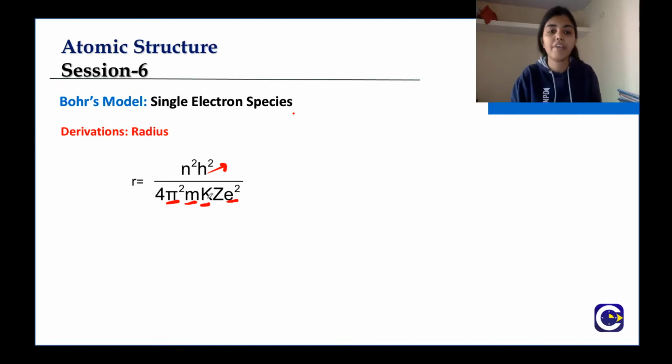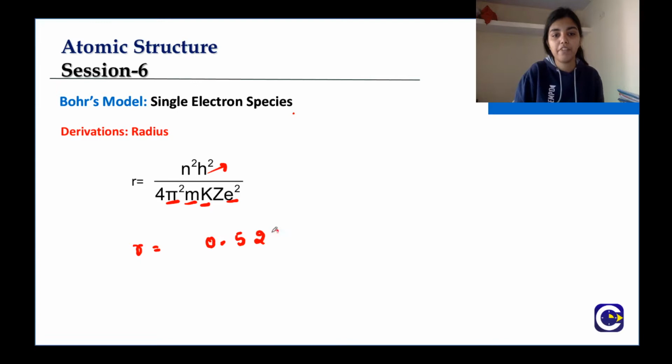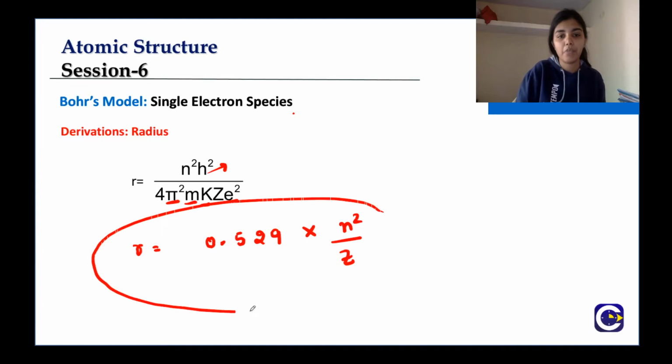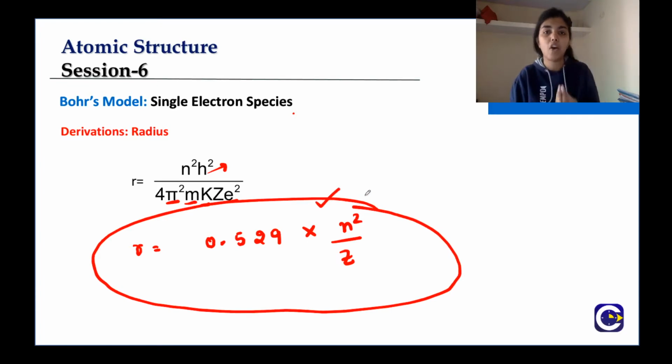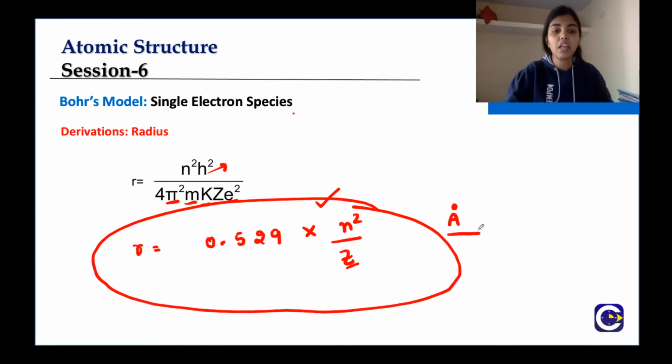So putting all the values, the final formula will be 0.529 into n square by z. This is the final formula that you get for r. n is the nth orbit in which the electron is revolving, and z is the atomic number. For hydrogen, z will be equal to 1, and this radius will come in angstrom. This is the final formula that you need to remember from the examination point of view.